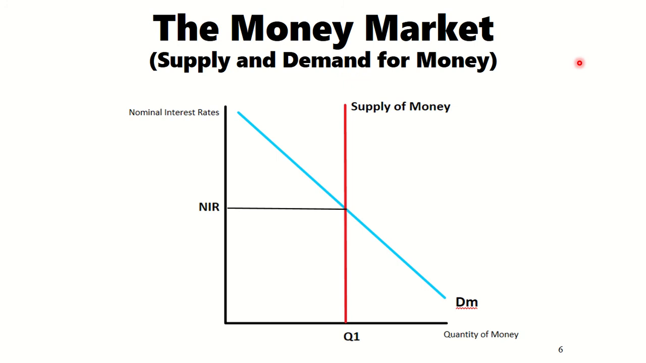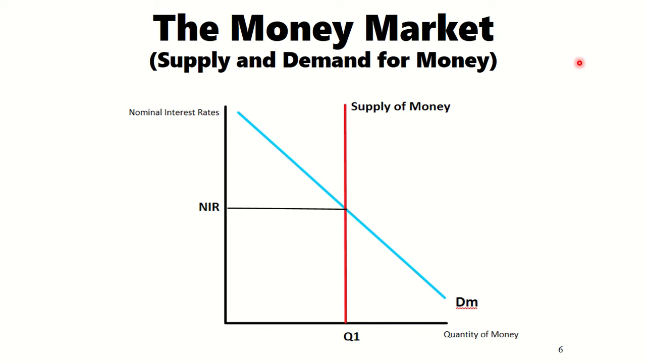All right, we're going to look at the money market today, and this is going to be the big part of our intro to money and the demand for money and the supply of money. So the money market is the supply and demand for money. So businesses and people demand money. The Federal Reserve and the Treasury supply the money. So we don't supply the money.